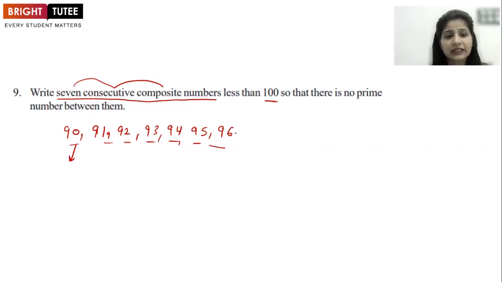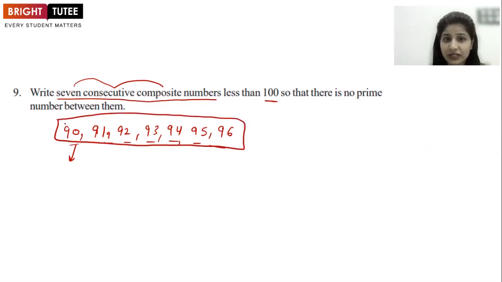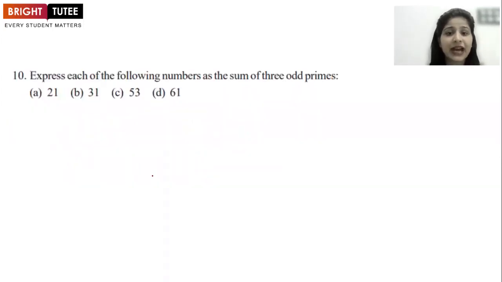As you can see, this is the list of numbers less than 100, and they have more than 2 factors. These are composite numbers and there is no prime number in between them. So this is the list of the 7 consecutive composite numbers. Clear? Moving ahead, we have to express each of the following numbers as the sum of 3 odd primes.